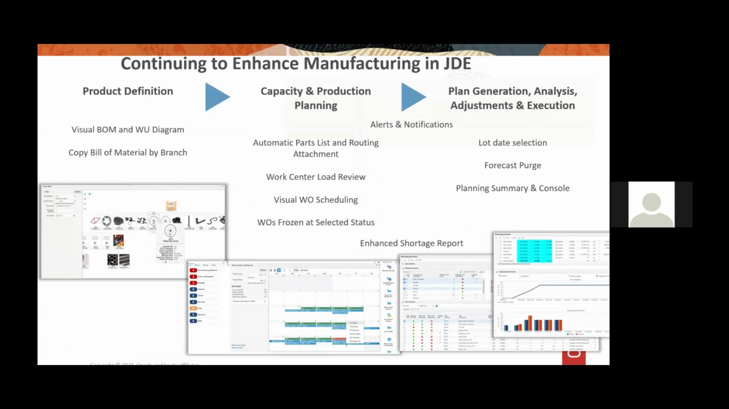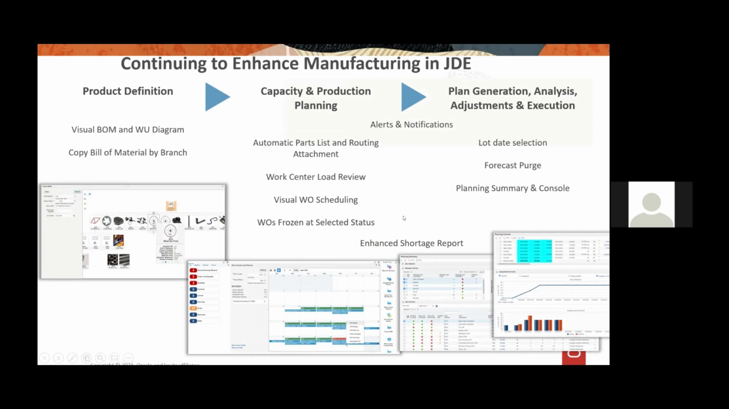As Oracle continues to enhance manufacturing in JDE, this slide just talks about some of the things that are out there and have been out there. A visual bill of materials and where-used diagram, being able to copy a bill of materials by a branch, automatic parts list routing attachment. I like that one where you could just put a work order in and it automatically processes it. The work center load review is a nice work center centric application that allows you to see when you're over capacity and allows you to drag and drop and adjust what's going on.